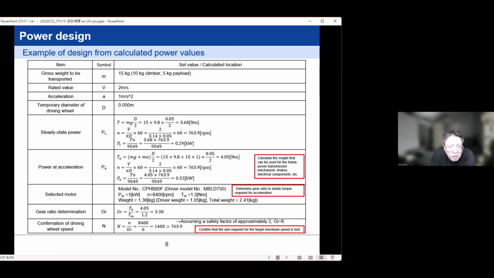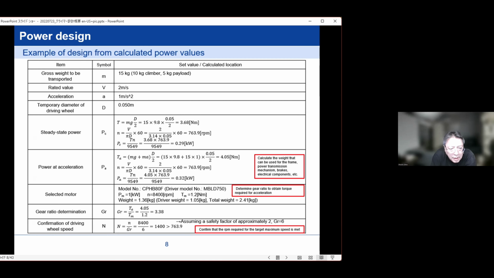And then before the motor starts to rotate, we need to determine the gear ratio. To get the torque we need for the torque-speed, we need to set the gear ratio. This is the calculation formula. The gear ratio of 3.38 is obtained, but to have some torque margin, we set the safety factor at 2. So in this case, the gear ratio is set to 6.